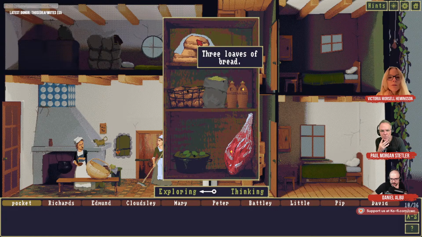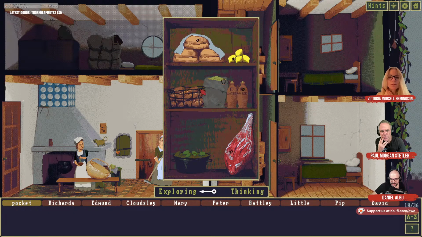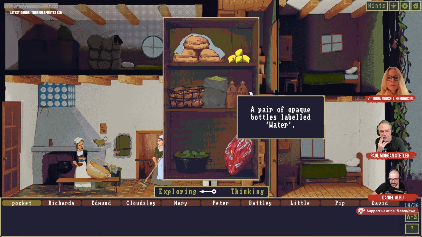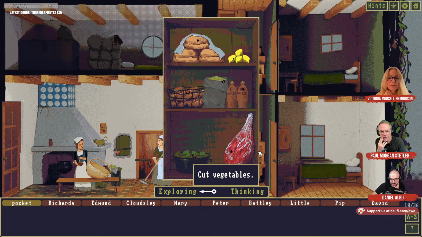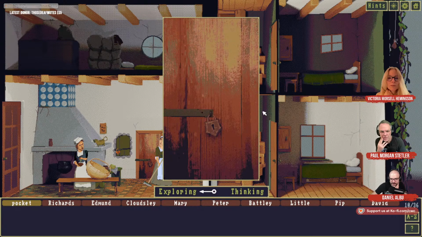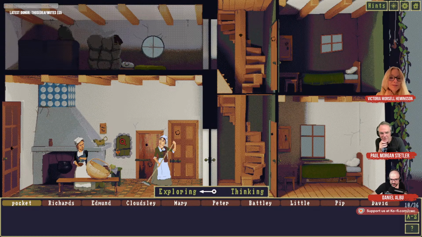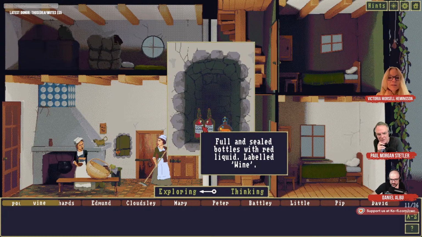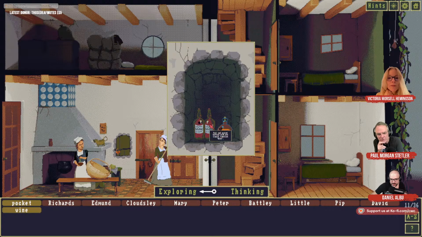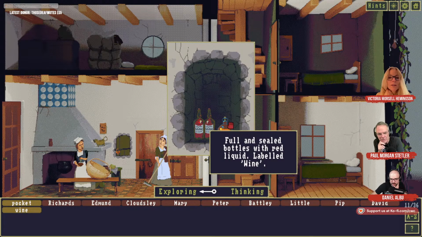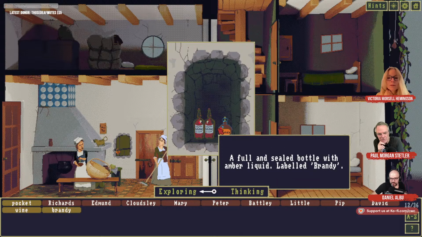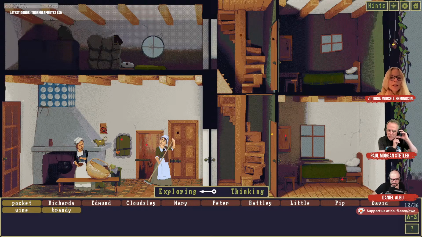Ooh, pantry. 3 loaves of bread, some lemons, basket of potatoes, sack of flour, pack of opaque bottles labeled water, cut vegetables, big piece of meat. Great, now I'm hungry. Wine. Got some wine. Full and sealed bottles with red liquid labeled wine. And a full and sealed bottle with amber liquid labeled brandy. So we got some wine and we got some brandy. Okay. That's a very convoluted way to say it's a bottle of brandy.